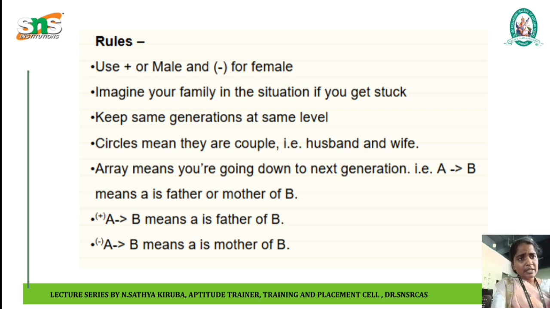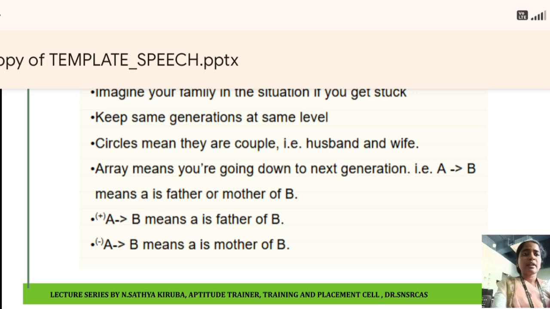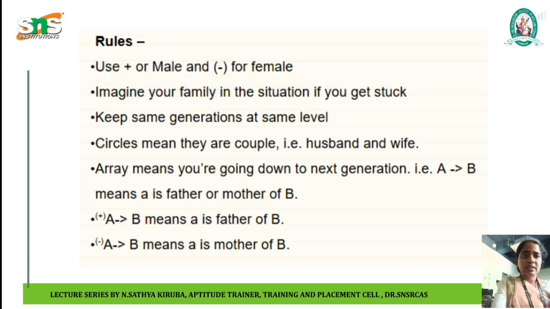Imagine your family in the situation if you get stuck. Whenever you have this kind of problem, you just have to understand, put your family in that place. Keep the same generation at the same level. When you apply arrow marks, the same generation people should be on the same line.